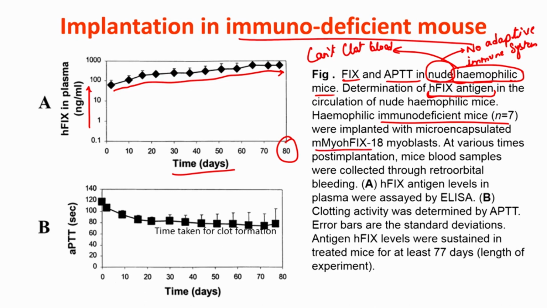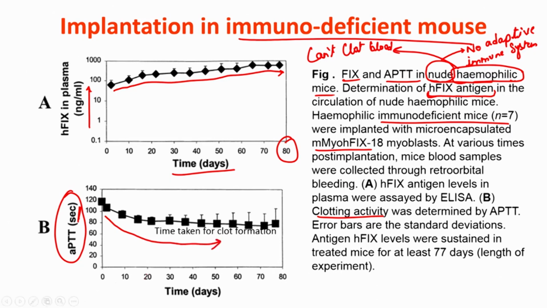Then the other thing that they looked at was the APTT level, and what is this? You can consider this as a reference for clotting activity. So, this is showing these seconds. How much time does it take for the clot to form? You see in the hemophilic mouse earlier it was fairly high, but once you put this in you see that the time for clotting has decreased.